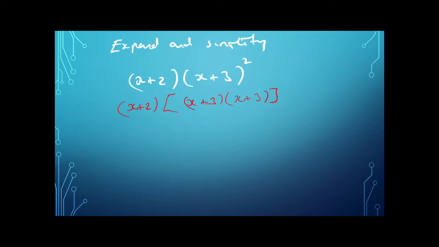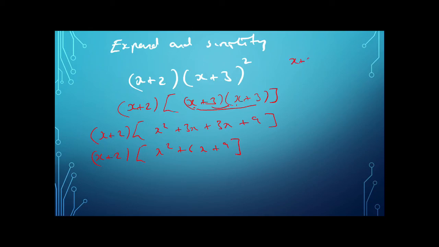Because x plus 3 squared means multiplying by itself. So x plus 2, x times x is x squared, x times 3 is 3x, 3x and plus 9, and that gives us x plus 2 times x squared plus 6x plus 9.